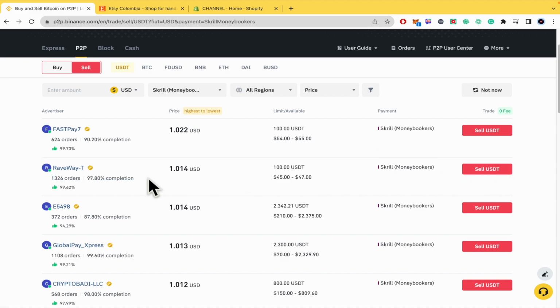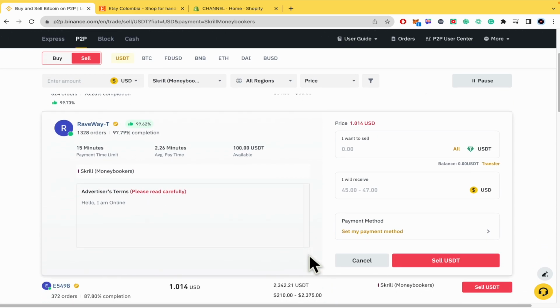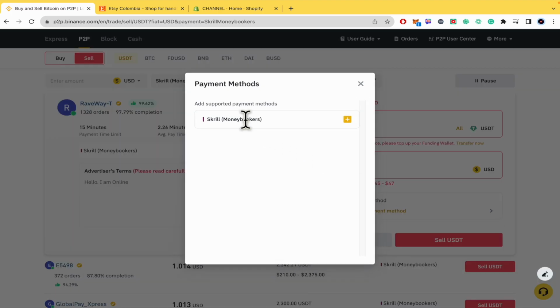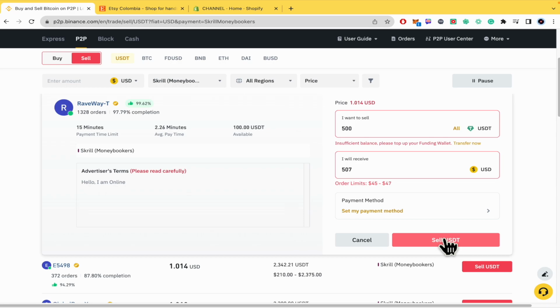Once you have selected that person, that P2P, you're going to click on sell USDT. You're going to write the amount of what you want to sell, and you will see how you will receive. So let's suppose this is the trade, the payment method. So you must select Skrill Money Brokers and sell USDT. And that's how it works.